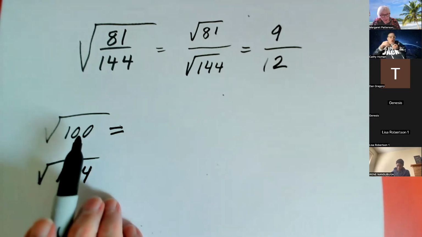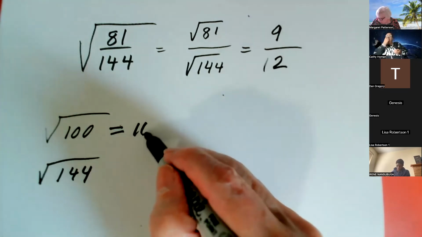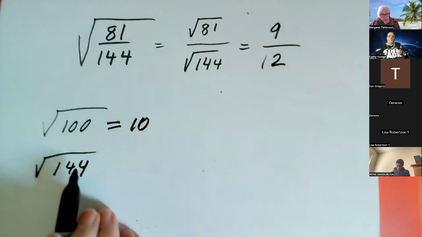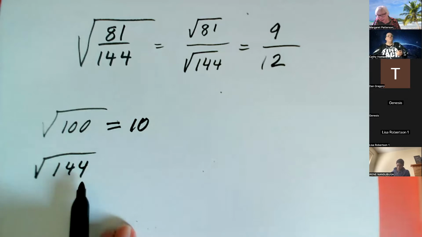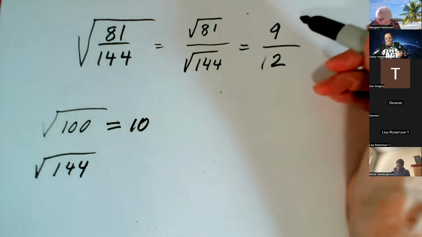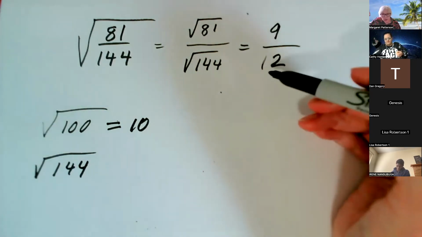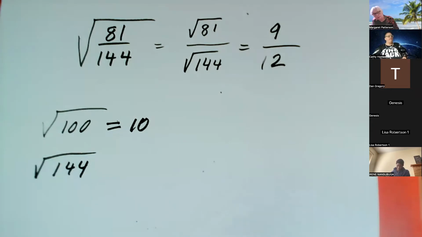When you know that the square root of 100 is 10, the square root of 144 has to be higher. And so the question is, what number is higher? Well, it has to be even, but it ends up being 12. So would you turn this answer 9 over 12? What do you think?